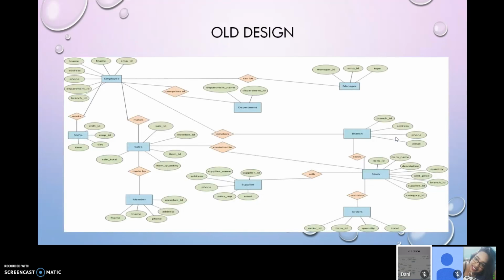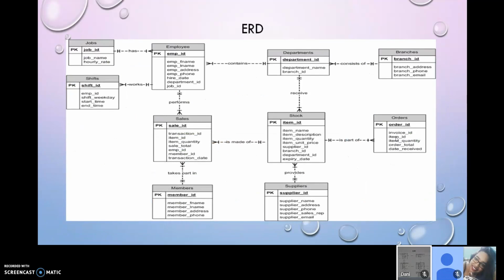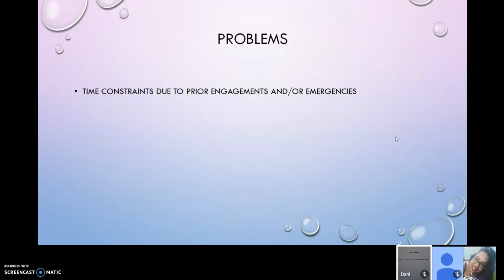Our initial design, we realized, was more geared towards managing employees and departments as opposed to managing the stock itself. So we've removed a few tables and added in a few more relationships in order to create this new design, which is geared towards making it very easy to see how the stock is affected after every sale and/or restock. The main problem we faced during the entire process was time constraints because life happened to everybody this semester.